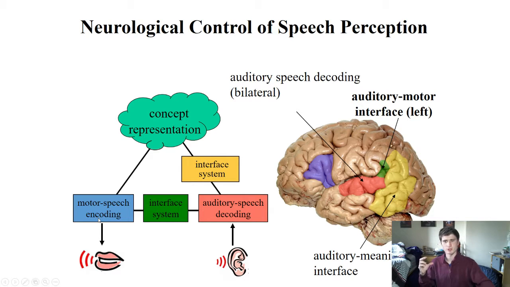And the motor speech encoding system is like you talking. You need to figure out what to talk about. That's like the Broca's area. This auditory speech decoding is the Wernicke's area. And finally, we've got concept representation, which I imagine is generally all of this. There's a lot of stuff that goes into concept representation in the auditory association area. And we have interface systems, which make up the bulk of these. So translating from meaning to decoding, and translating from decoding into encoding, that sort of thing.